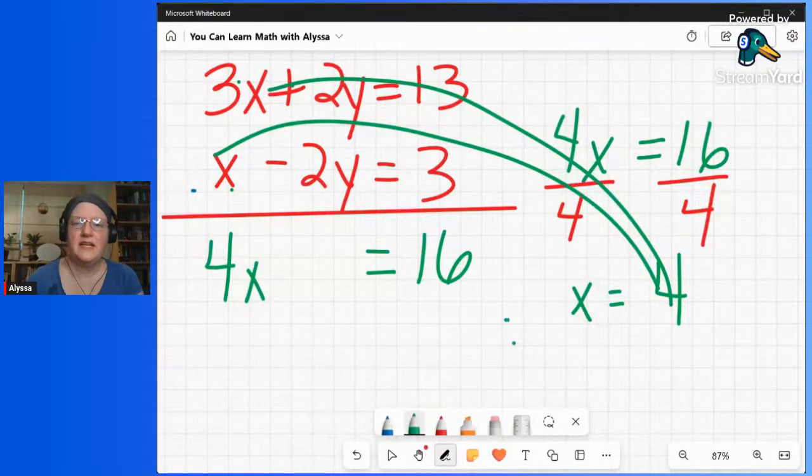I'm going to do the one that has, come on, undo what I just did. Oh, the whiteboard's being persnickety.